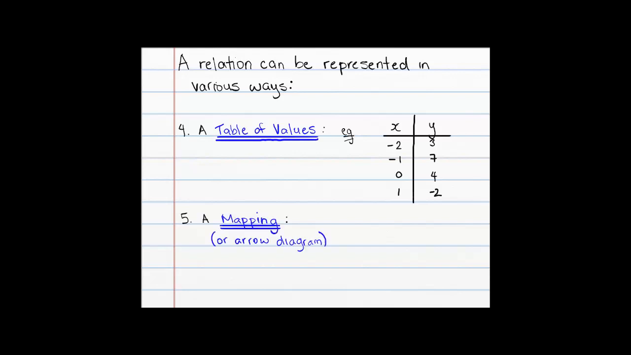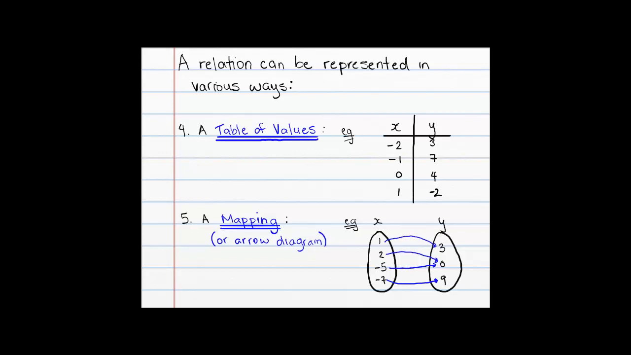The last way to represent a relation is through a mapping, or what's called an arrow diagram. An arrow diagram is similar to our table of values, where one x value is mapped onto a y value. We usually write the numbers into bubbles. There's one bubble for the x values and one bubble for the y values, and each of those numbers is paired as an ordered pair, or a point, the same way they would be on a table.